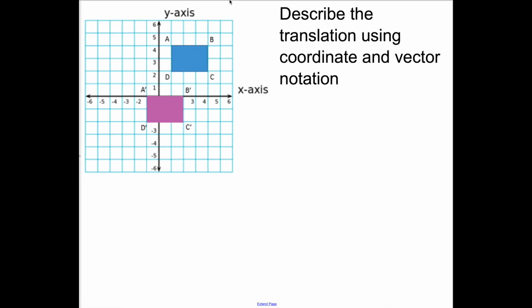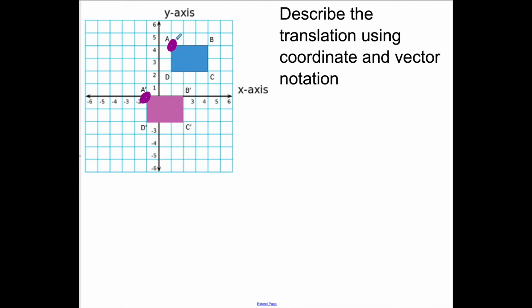So as I stated in the previous example, let's start with any point. We're going to do A and its image, A prime. And we're going to ask ourselves, what do we need to do to get from A to A prime? You just choose one point. I chose A and A prime. You could have chosen B and B prime, C and C prime, or D and D prime. It doesn't matter. You just have to choose a point. You've got to get the pre-image and the image.